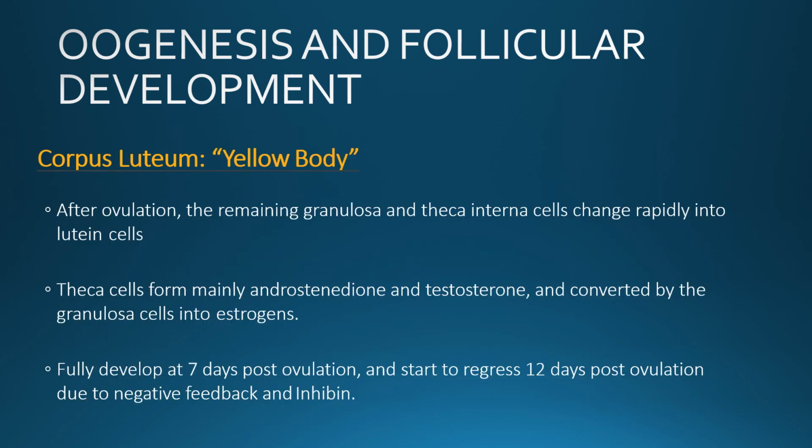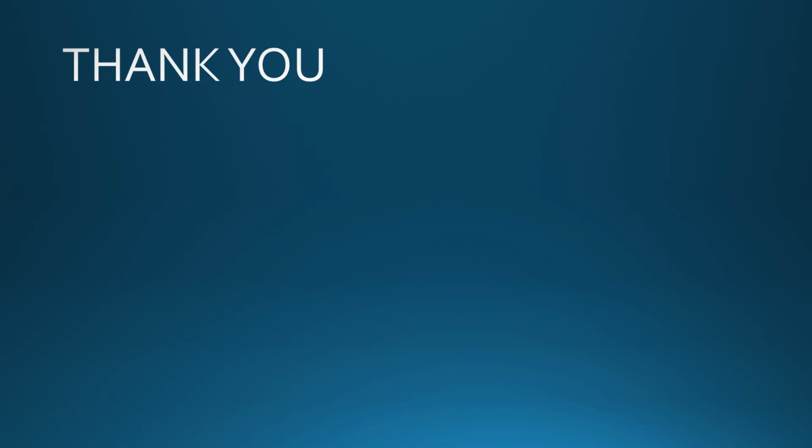After ovulation, the remaining granulosa and theca interna cells change rapidly into lutein cells. Theca cells form mainly androstenedione and testosterone, which are converted by the granulosa cells into estrogen. They fully develop at 7 days post ovulation and start to regress 12 days post ovulation due to negative feedback and inhibin.